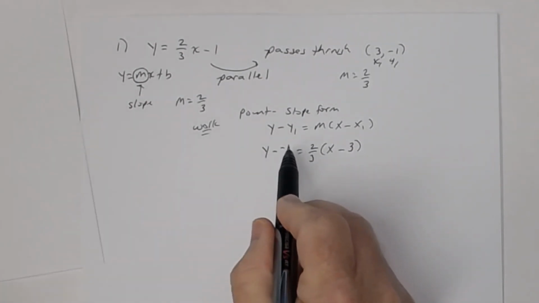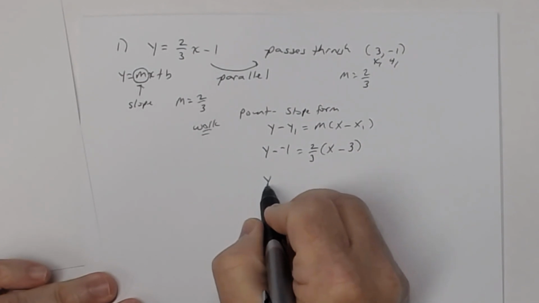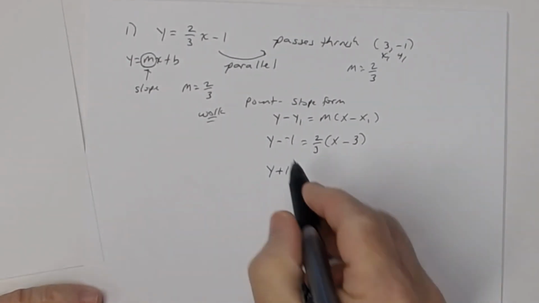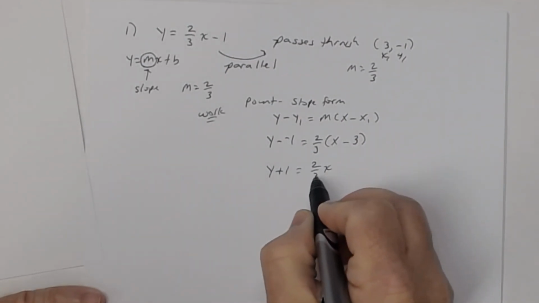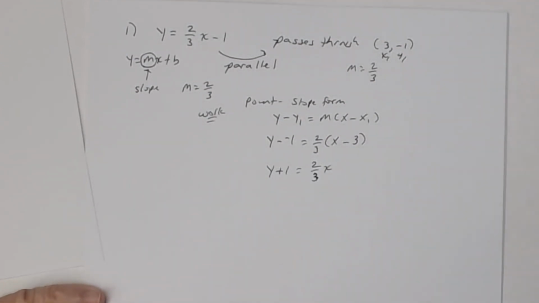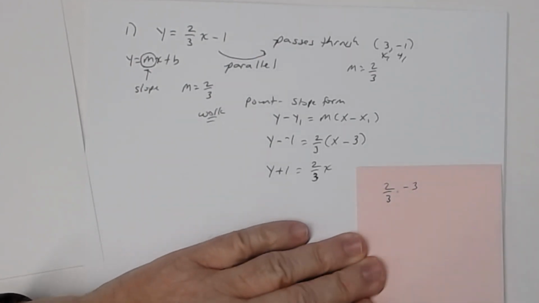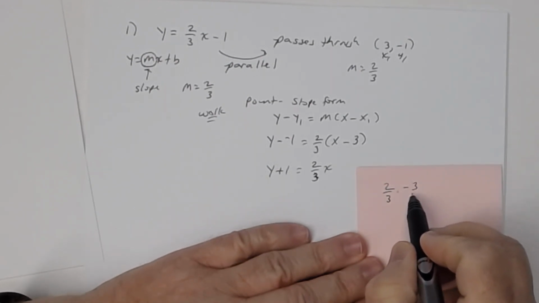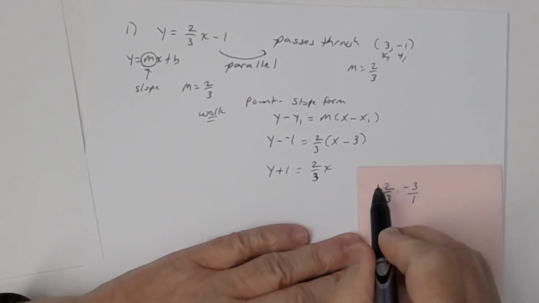And then let's go ahead and simplify this, and we're going to distribute over here. So this becomes y plus 1, because y subtract -1 is the same thing as saying y plus 1, equals 2/3 times x is 2/3 x, and then 2/3 times a -3. So let's look at that. Make sure you know how to handle multiplying fractions. And I'm going to write -3 as -3 divided by 1. Notice I can reduce first if I wanted to, or I can multiply and then reduce.